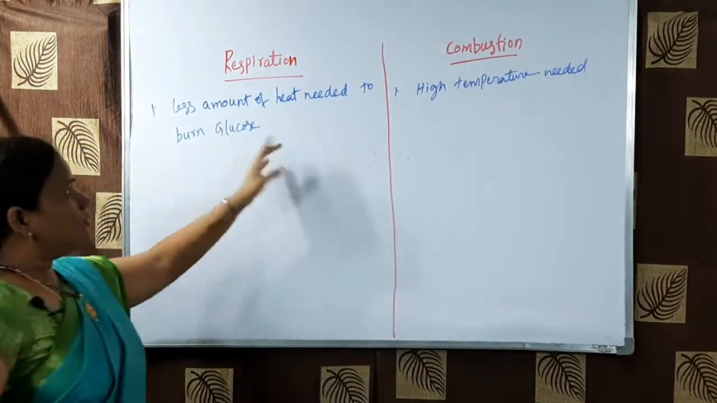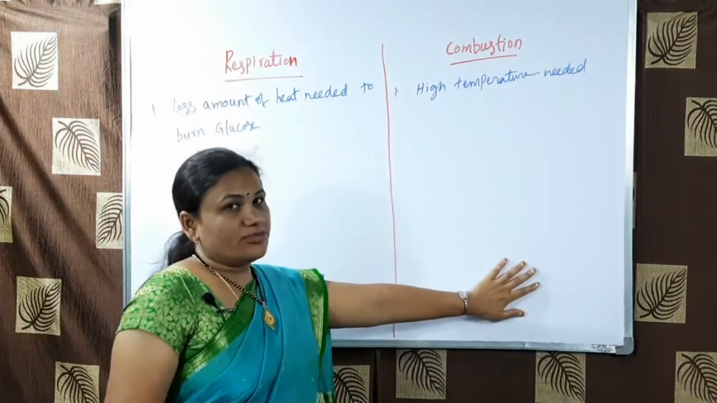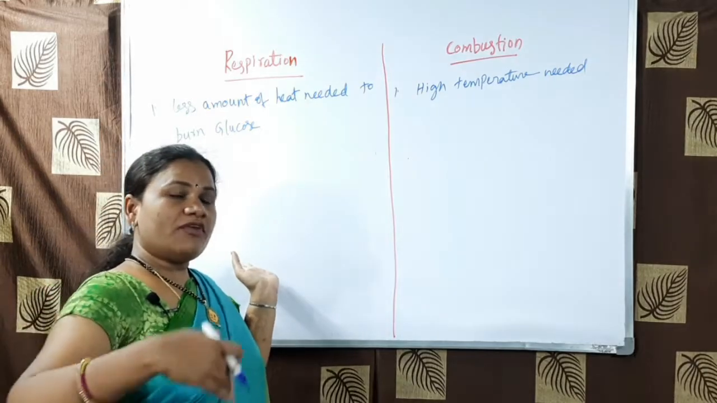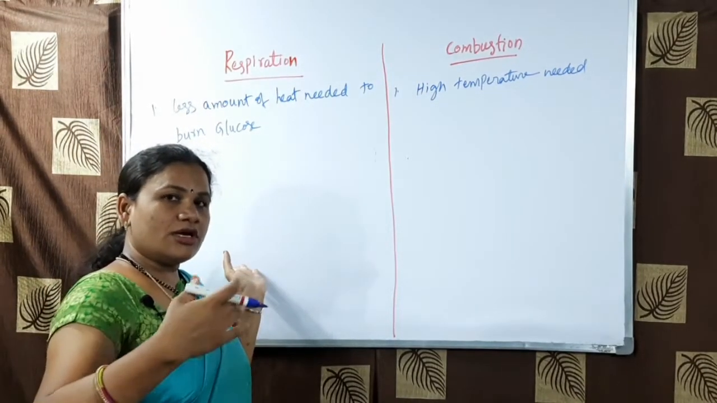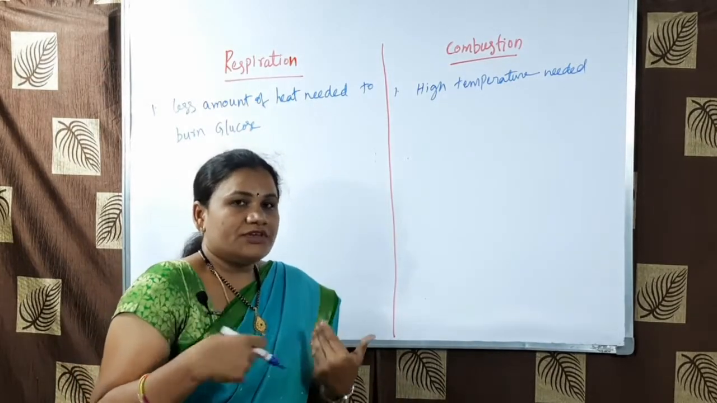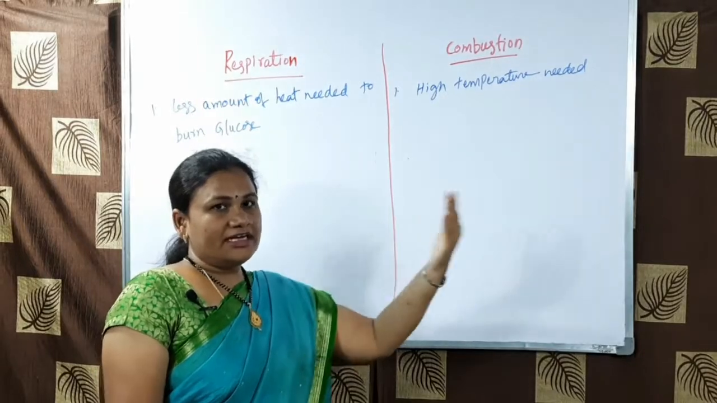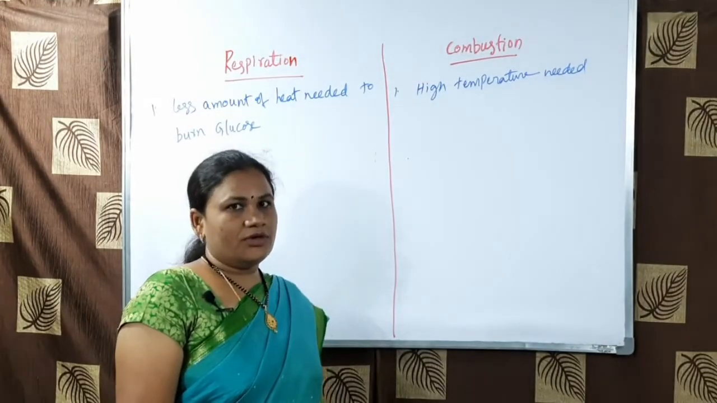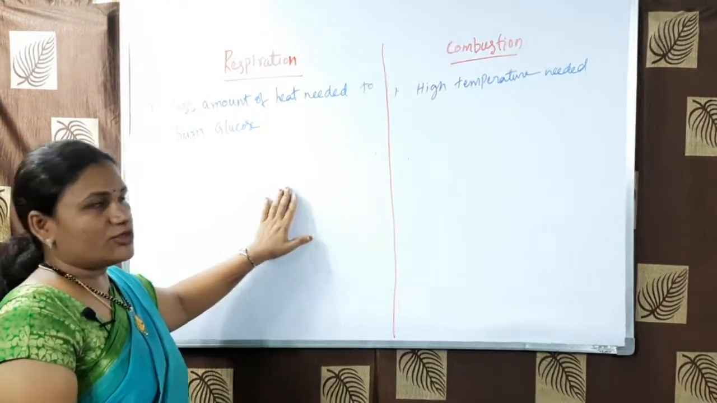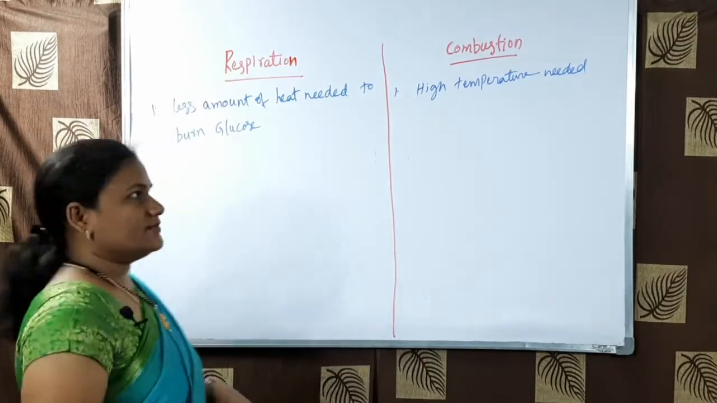Okay, less heat is needed to burn glucose in respiration, and a high temperature is needed in the combustion process. In the respiration process, we need not provide any temperature or any heat externally. The heat will be produced within the body itself. But in the combustion process, we should provide a temperature externally. So here the difference is, within the body heat is produced, but here we should provide it externally.